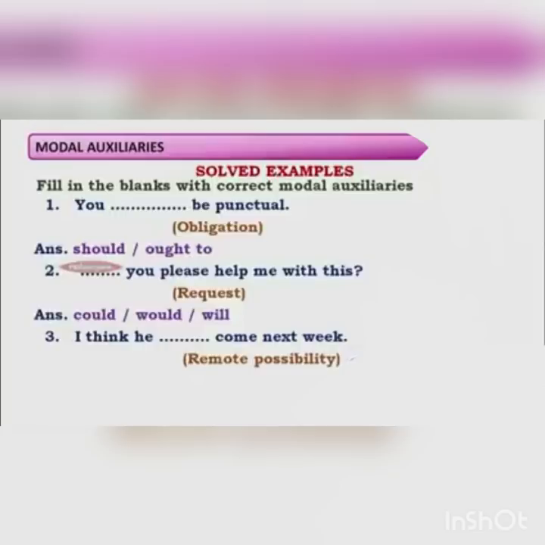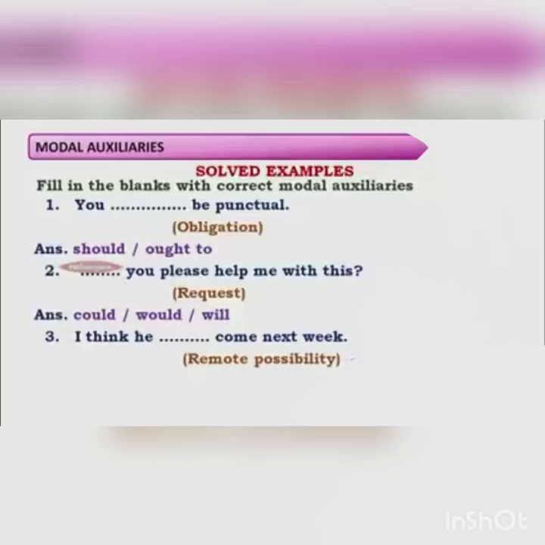Now what we want to show here, they will give us the instruction and we have to write the modal auxiliary which shows obligation. Do you remember students, we had should and we had ought to also, that show obligation. So we can go for should or ought to, both are correct. You should be punctual or you ought to be punctual will be the correct answer.